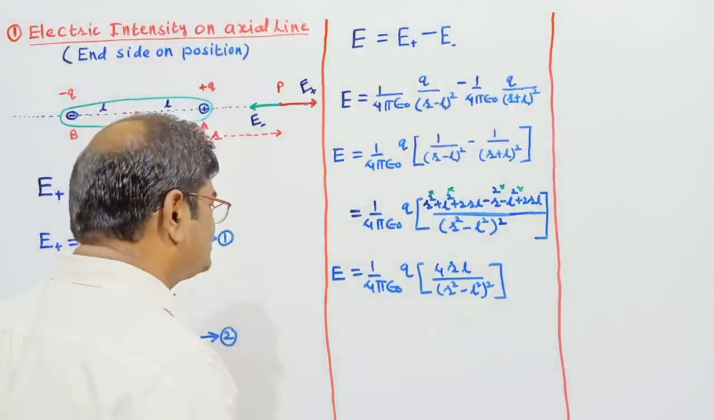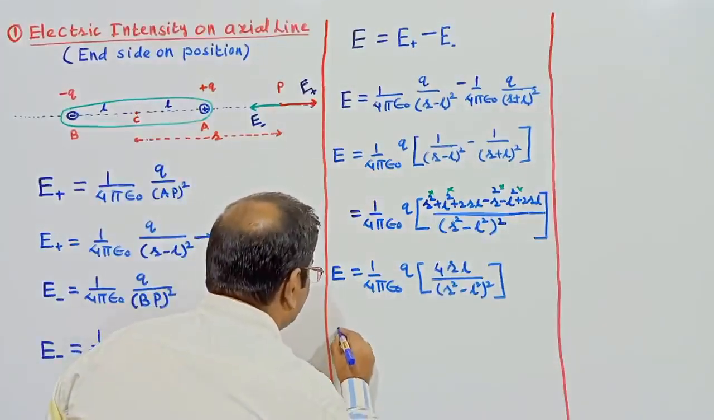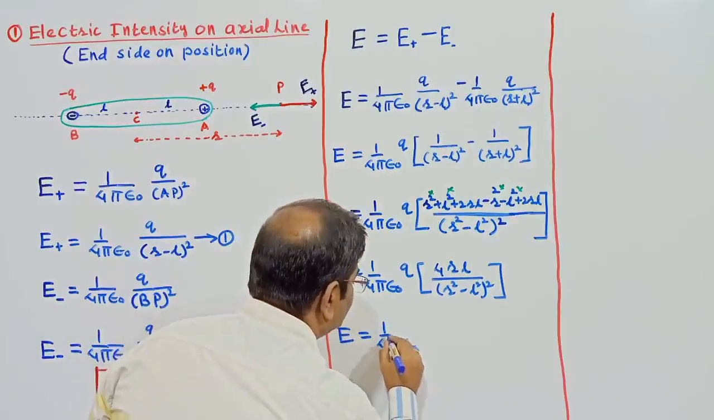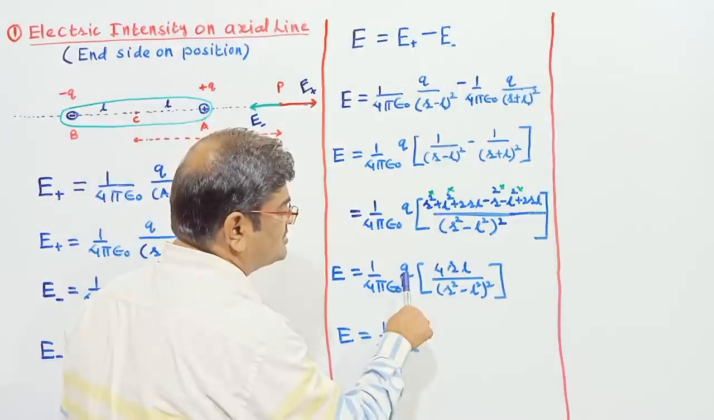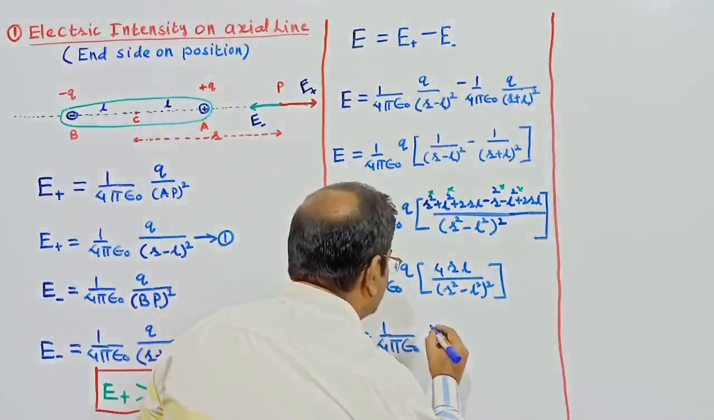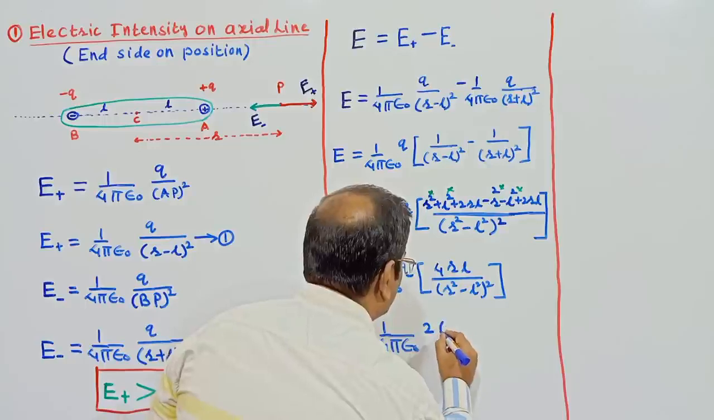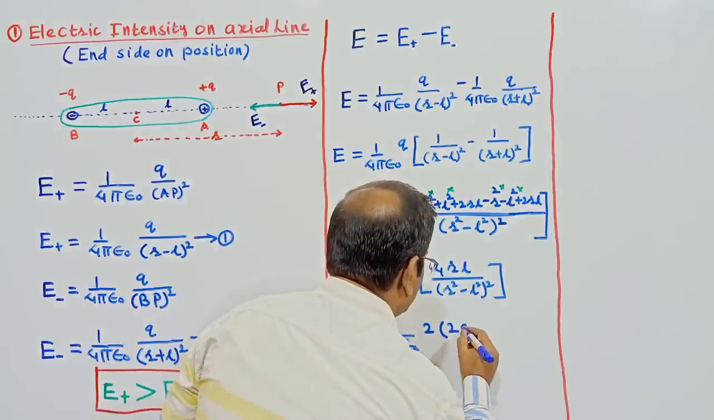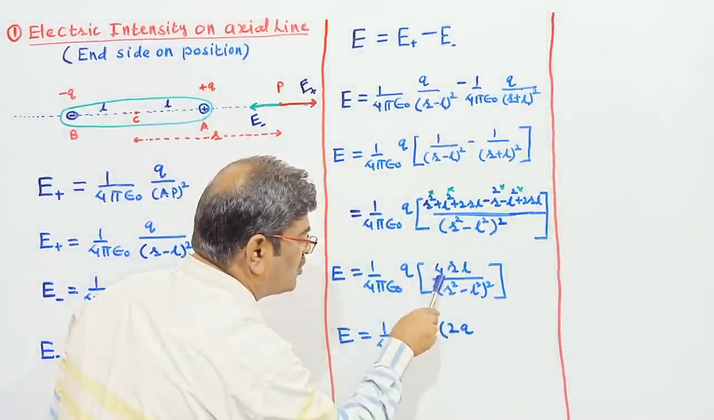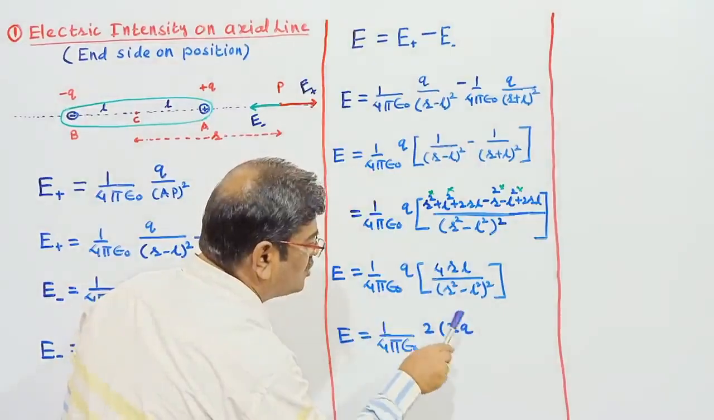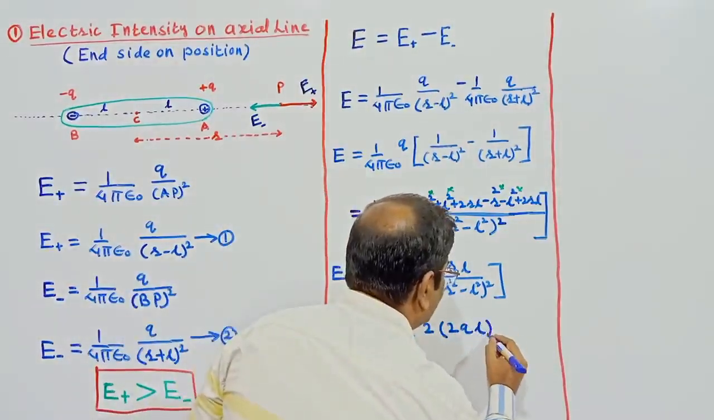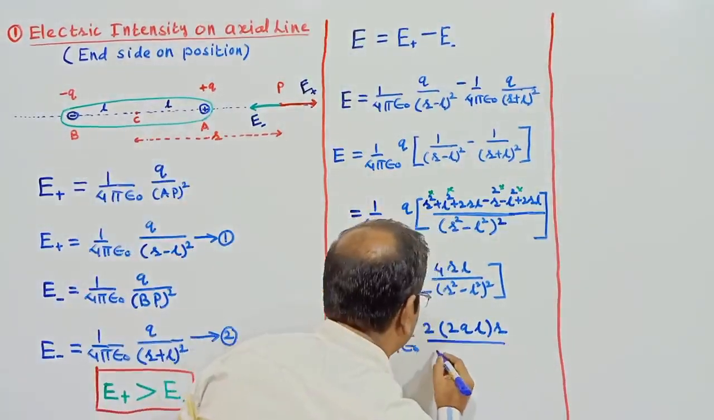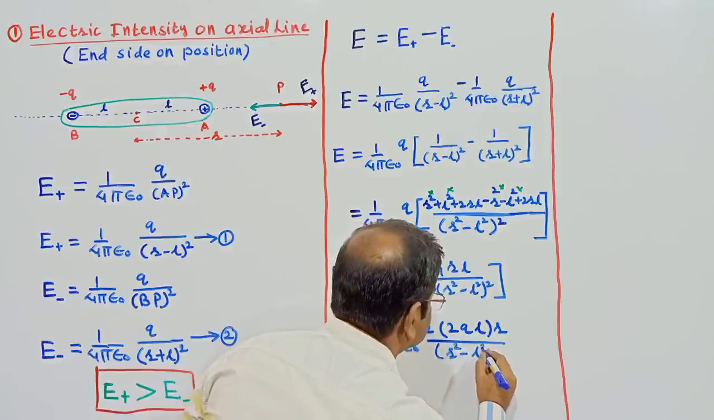Simplification I am doing. Thus I write then E equals 1 upon 4 pi epsilon 0. Look here, children, I am going to write this in bracket. This I write 2 into 4 as 2 into 2. 2q. This 2, 2 makes 4, okay? q I have taken here. 2q l into r divided by r square minus l square whole square.